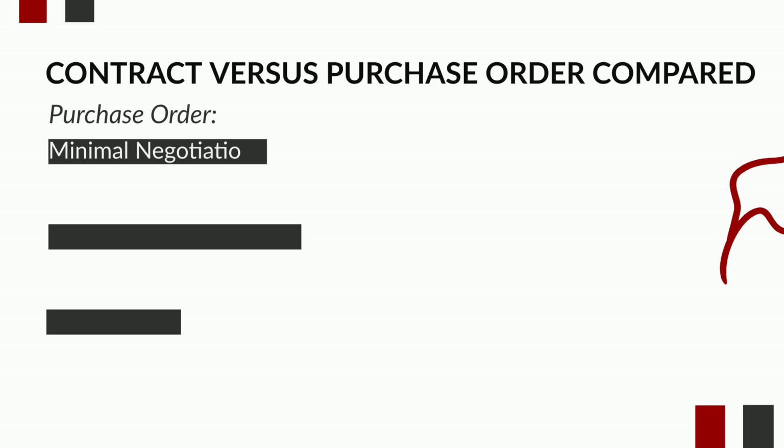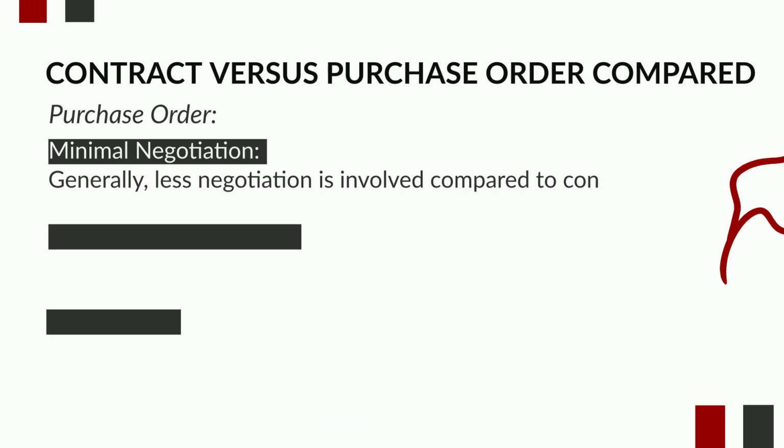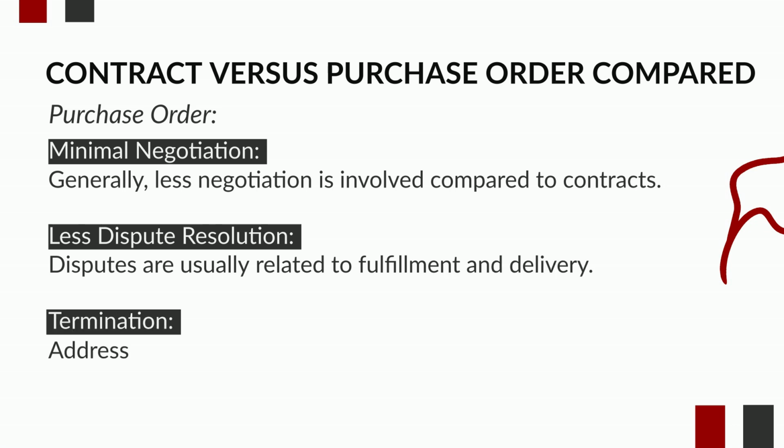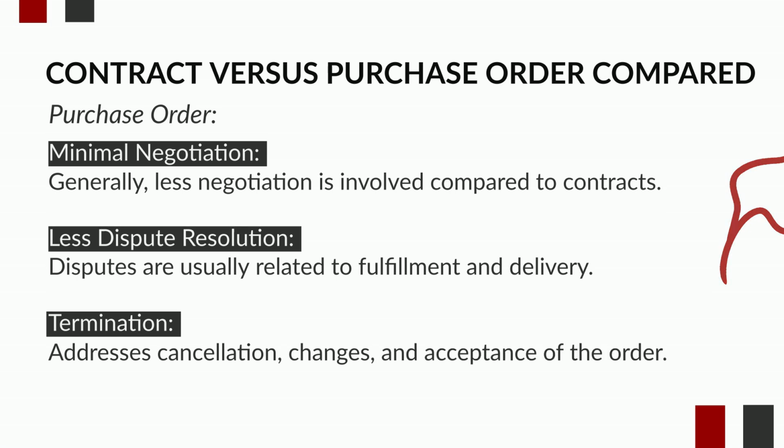Minimal negotiation. Generally, less negotiation is involved compared to contracts. Less dispute resolution. Disputes are usually related to fulfillment and delivery. Termination. Addresses cancellation, changes, and acceptance of the order.